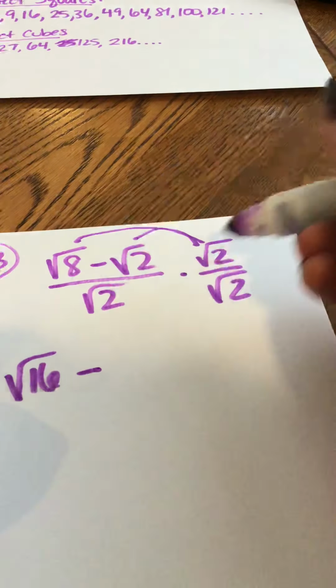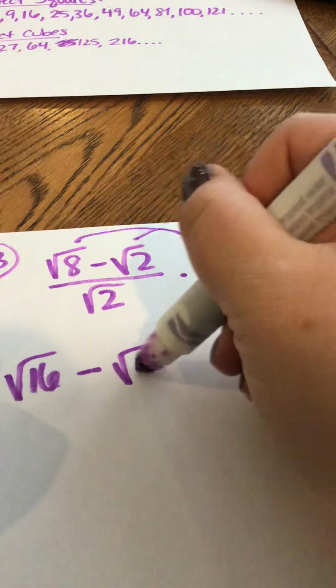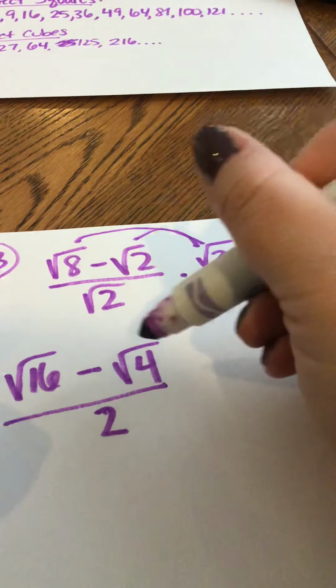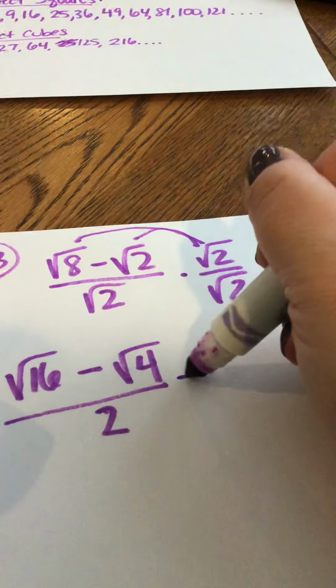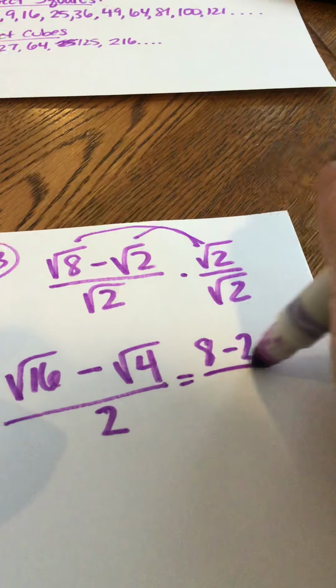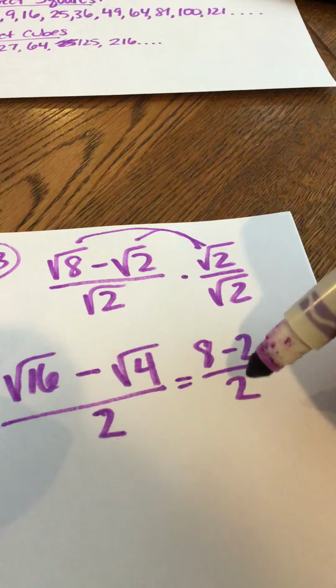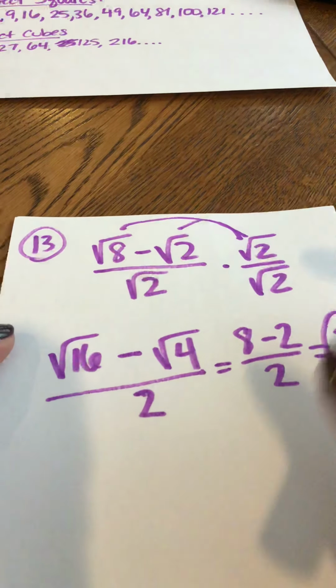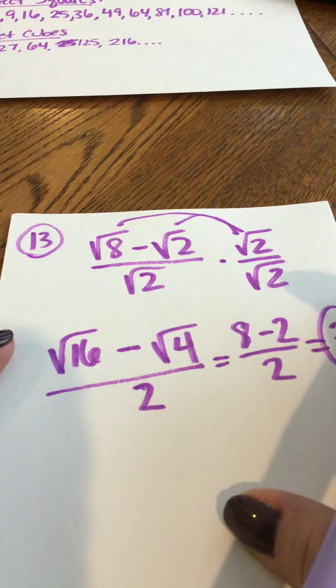So radical 8 times radical 2 is radical 16. Radical 2 times radical 2 is radical 4. And then remember my trick is, what's radical 2 times radical 2? It's just 2. However, both of these guys are perfect squares. This is really 8 minus 2 over 2. Well, 8 minus 2 is 6. 6 divided by 2 is simply just 3. That one actually turned out really nice. Most of them do not.